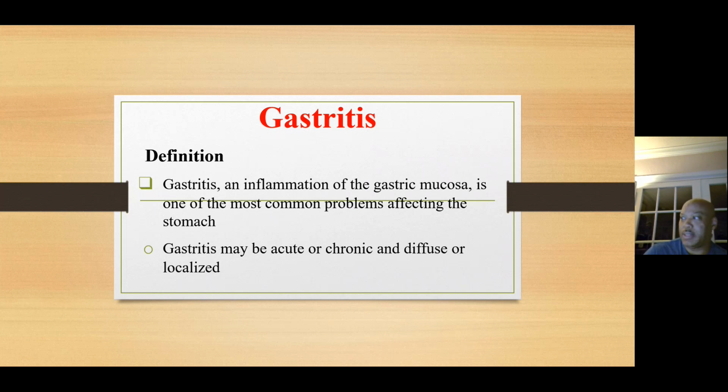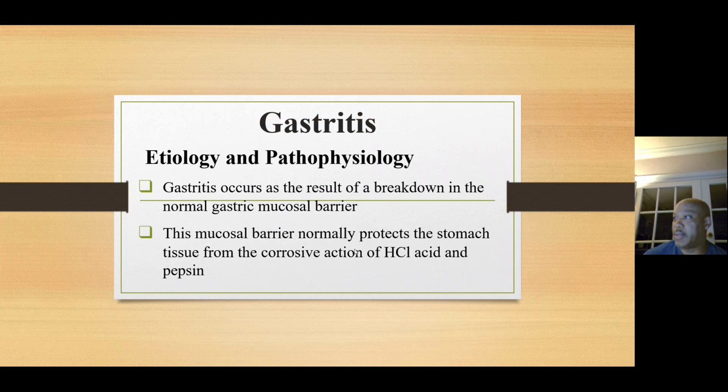Now, as we discuss gastritis, gastritis is an inflammation of the gastric mucosa, and it is one of the most common problems affecting the stomach. And gastritis may be acute, chronic, diffuse, or localized, as you can see here.